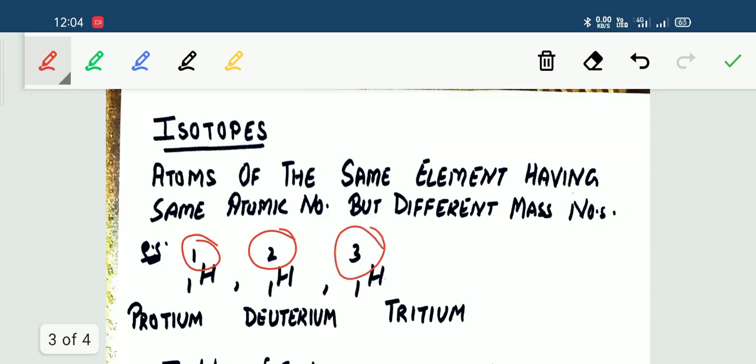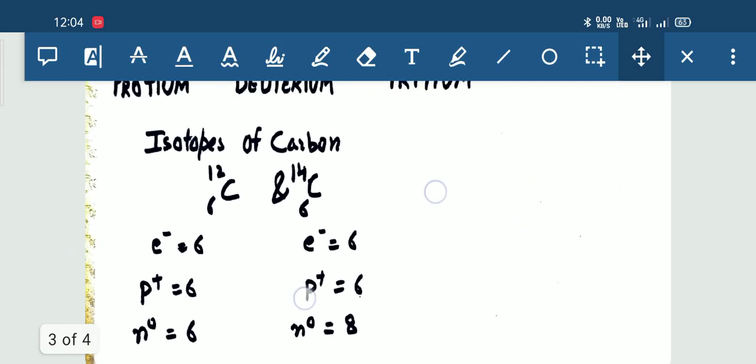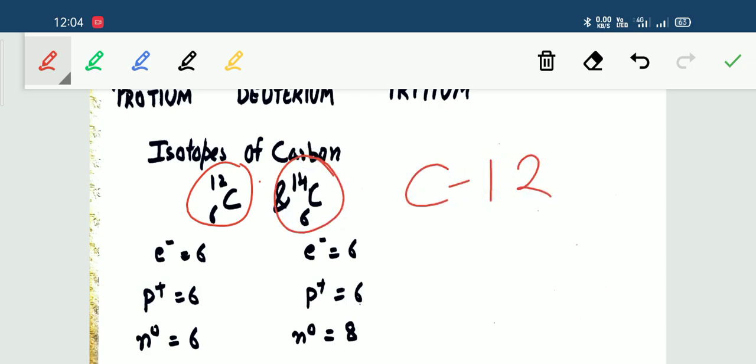Such atoms which belong to the same element, having the same atomic number but different mass numbers, are called isotopes. Some other examples are isotopes of carbon. There are two isotopes of carbon, one is carbon 12 and the second one is carbon 14, also written as shown here. We can also write them as C12, which stands for 6C12, and C14, which stands for 6C14. So what is the basic difference between these two?